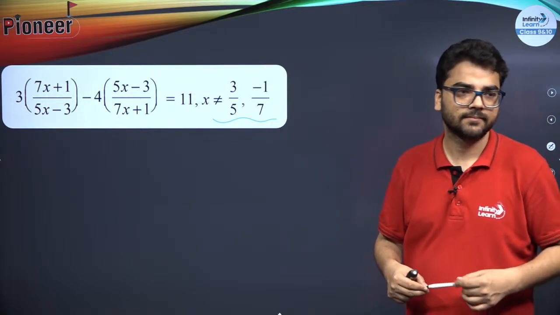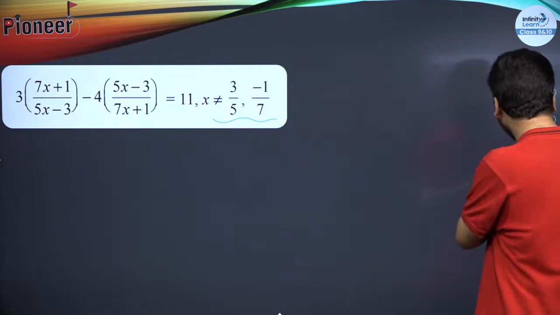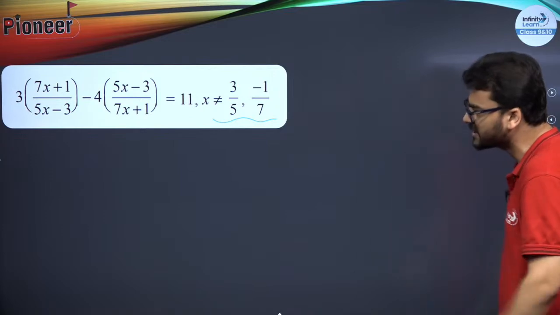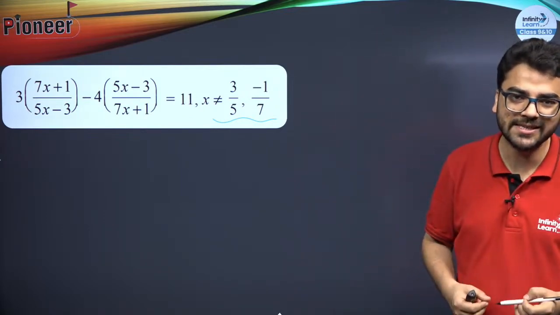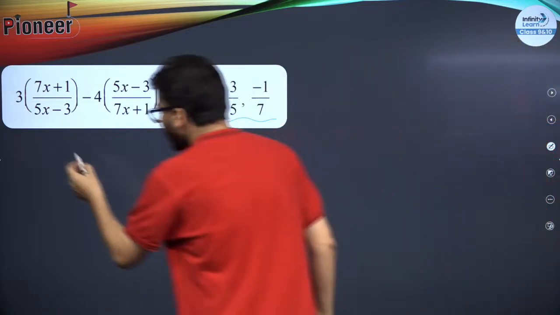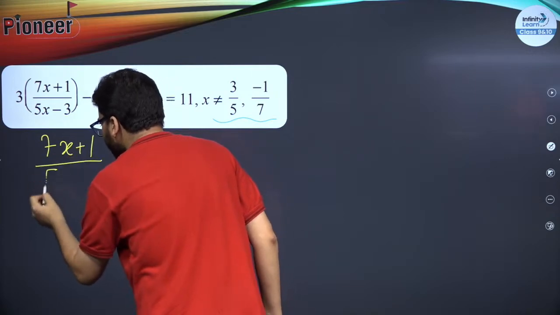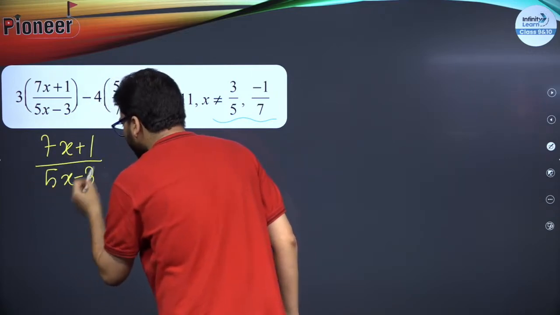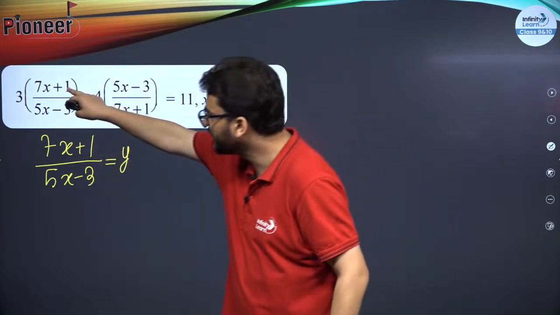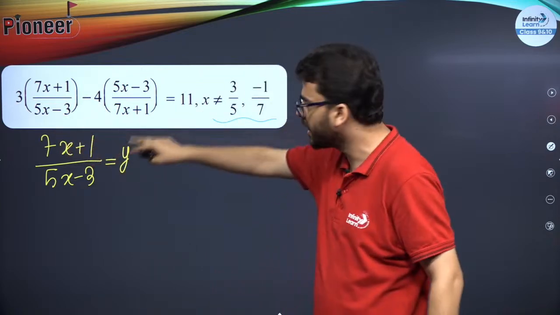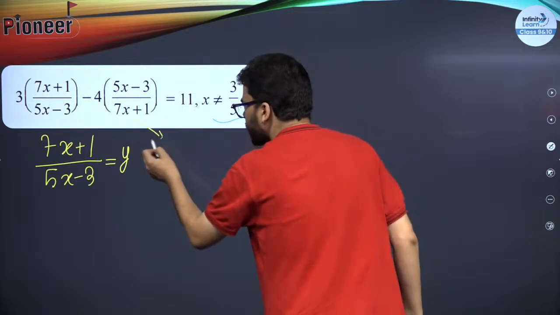So basically I had explained this type of question in the previous session as well, that many a times you have to do substitution to make questions easy. So can I substitute (7x + 1)/(5x - 3) to be equal to y? Can I do something like this? Because you see this is (7x + 1)/(5x - 3) and this is (5x - 3)/(7x + 1). So the equation will be changed to what, guys?